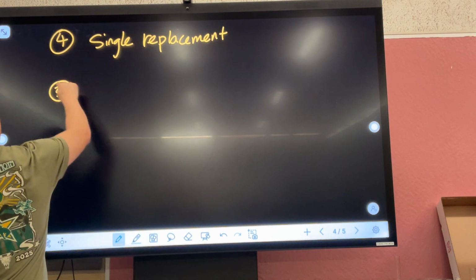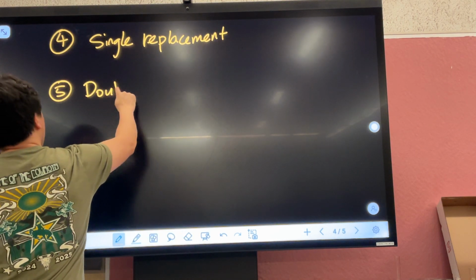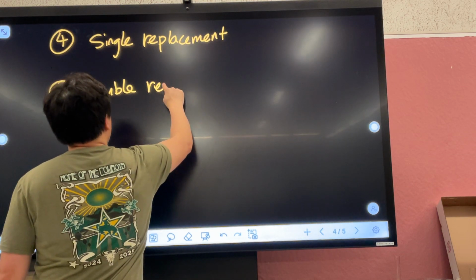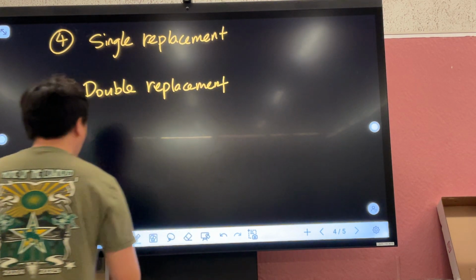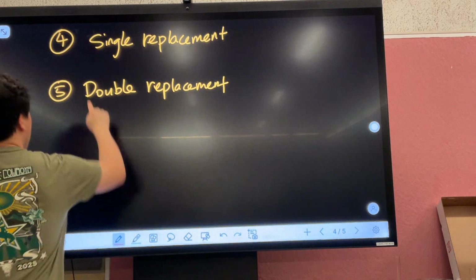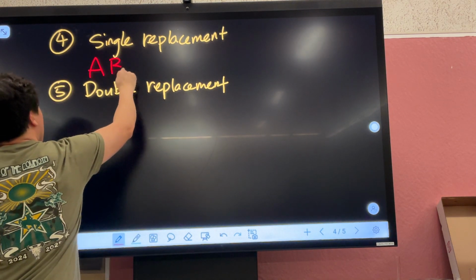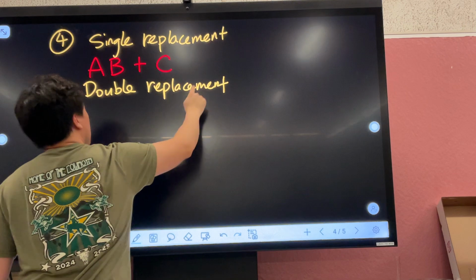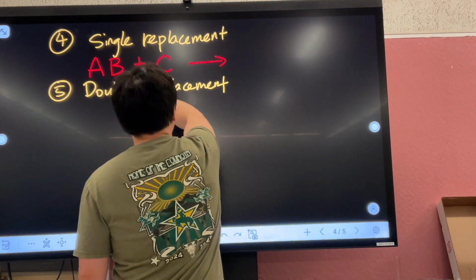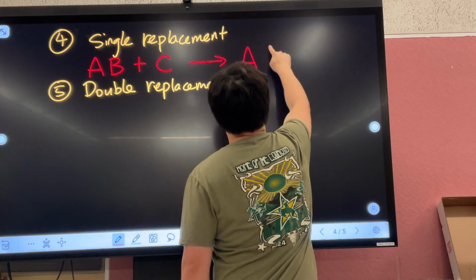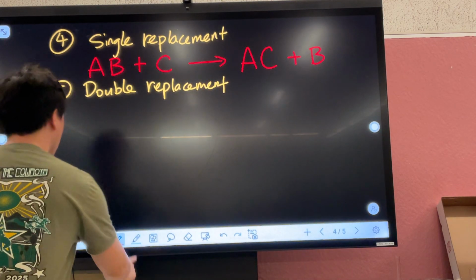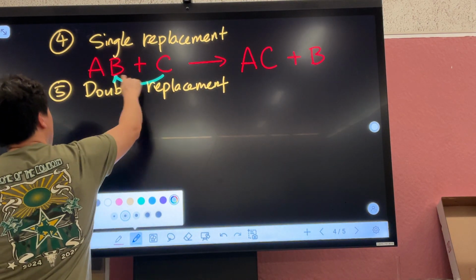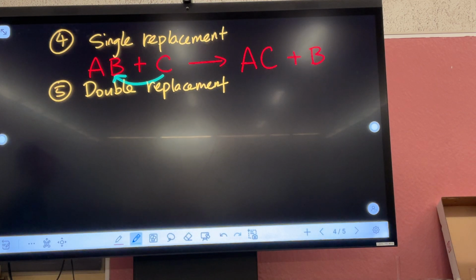The fifth one is double replacement. For single replacement, we have something like AB plus C, and then after the reaction, A and C get together and B is alone. So C takes the place of B. That's single replacement.